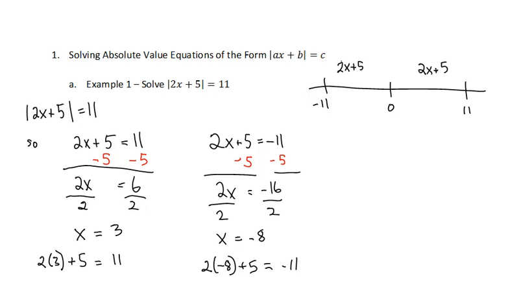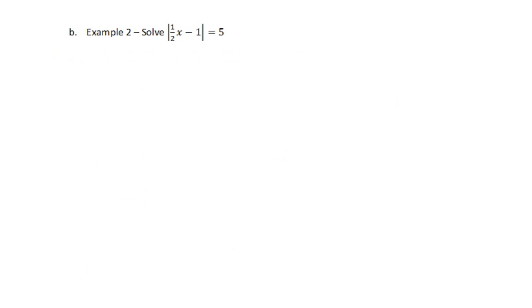Right? So there are 2 solutions to this problem. In the expression absolute value of 2x plus 5 equals 11, there are 2 values of x that make that statement true: x equals 3 and x equals negative 8. We call those the solutions to this equation. Those are the values of x that make it a true statement. That's what we mean by solving the problem.